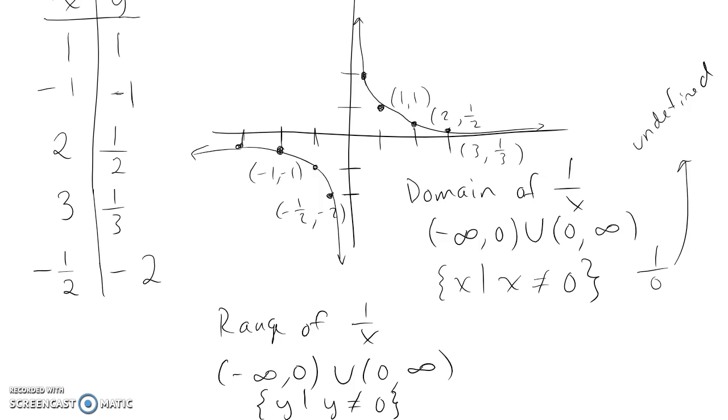Okay? So the function gets closer and closer and closer to the x-axis and the y-axis, where y equals 0 and x equals 0, respectively. But we never reach either one of those for x or for y.